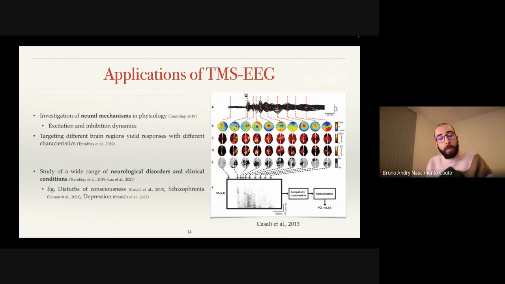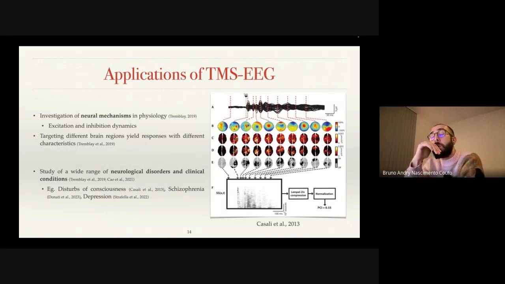So, as I mentioned, this tool has been widely used to understand neuromechanisms in physiology, although it's quite recently developed. It has around 18, 20 years that it's been really worked on. Although TMS is older, TMS-EEG was just recently put into practice because we didn't have electrodes that could be used alongside the TMS. Now we have. And then we have some studies trying to describe a little bit better different brain regions and characteristics and how they communicate using this tool.